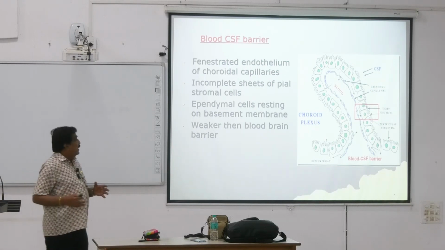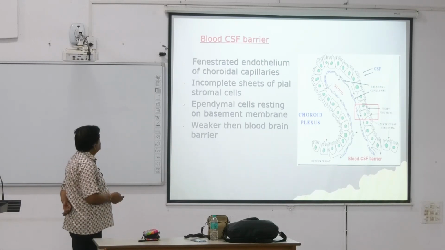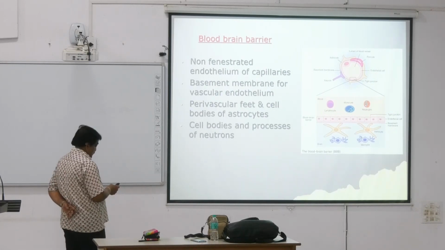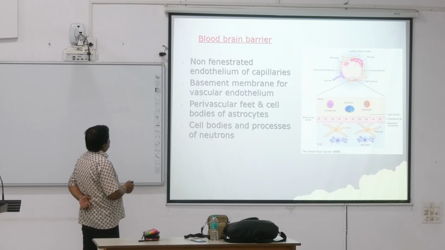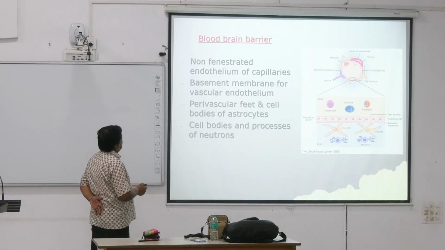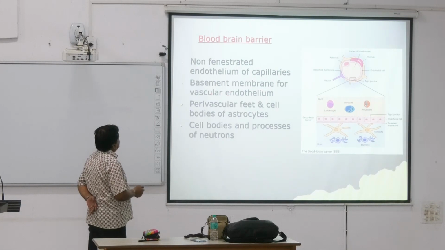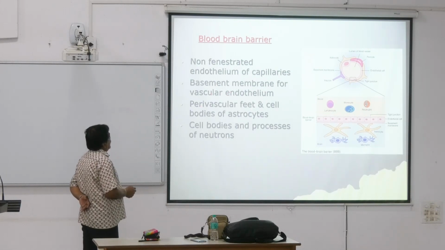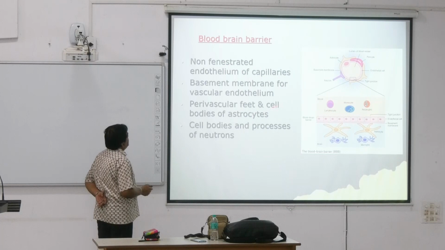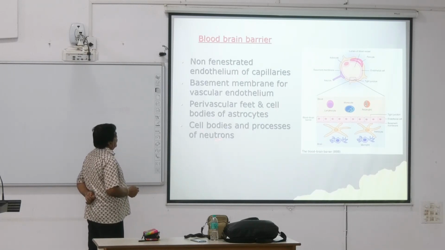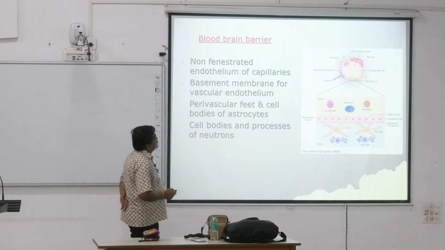Now, the blood-brain barrier consists of non-fenestrated endothelium of capillaries, basement membrane for vascular endothelium, perivascular feet and cell bodies of astrocytes, cell bodies and processes of the neurons.